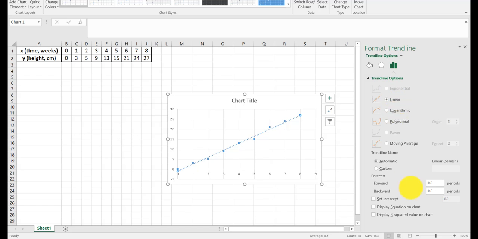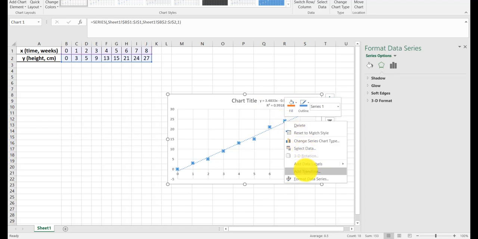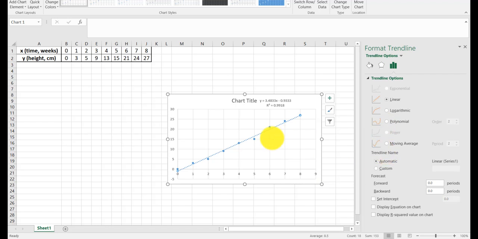I just want linear. My linear trend line, when I say add it, I just say display the equation on chart, display the R squared value on chart, and if I move that to the side, you can see my linear trend line, which is y equals 3.4833x minus 0.933. Now, that's all good and well, but actually I've decided that my trend line should go through 0, 0, and you can see here it doesn't. It goes below 0.